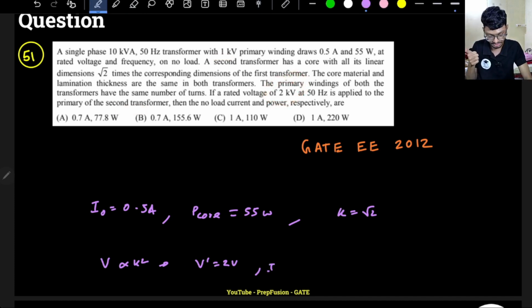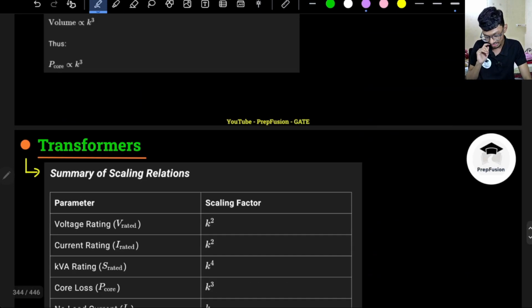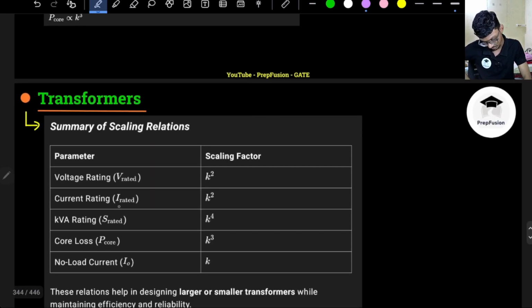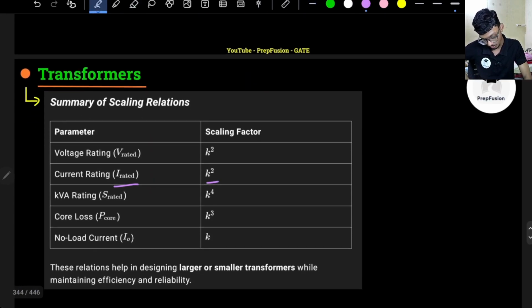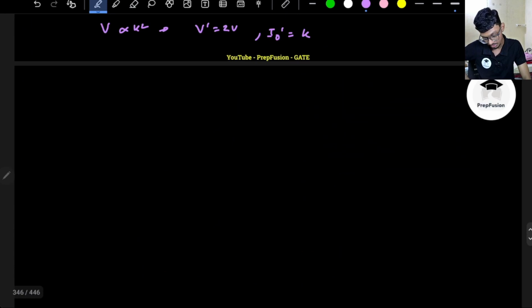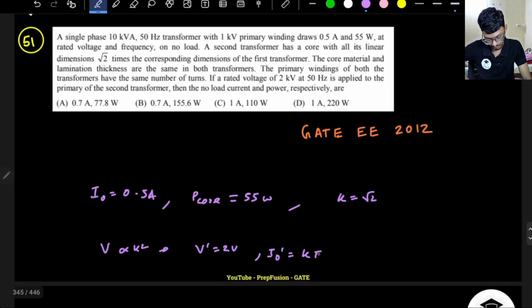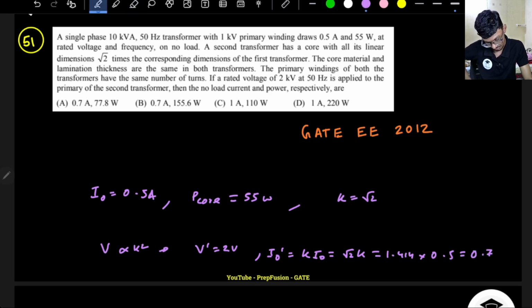Okay, what will happen to the current? No load current gets scaled by k. This we have derived, right? The load current rating scales by k square, but no load current gets scaled by k only. So it will be √2 times the previous one. √2 is 1.414, times the no load current, that is 0.5, so this will be basically 0.707.